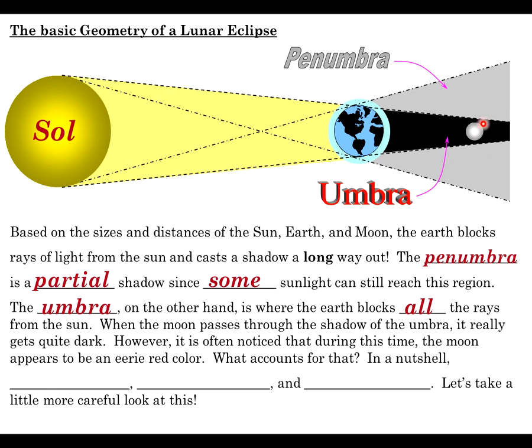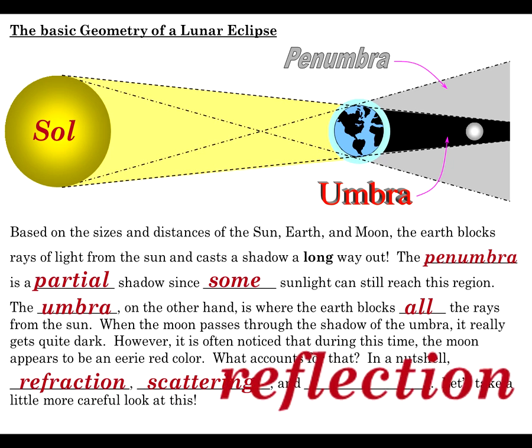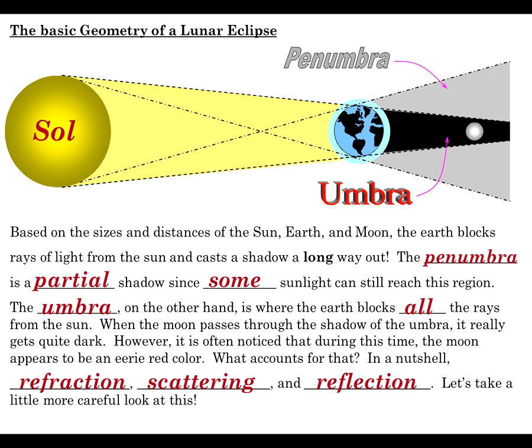This is what's really cool, is when you get in the umbra region, because it really has a significant impact on how the moon looks. It gets quite dark actually, but not completely. And in fact, the moon ends up looking kind of a reddish color. And I want to explain that to you, because you know the concepts of refraction and scattering and reflection. And so those are the principles involved. Let's check it out. And so the story about why we see a reddish moon during totality.